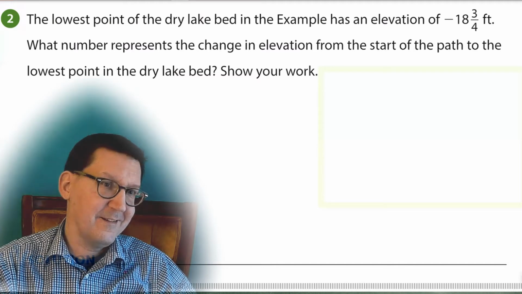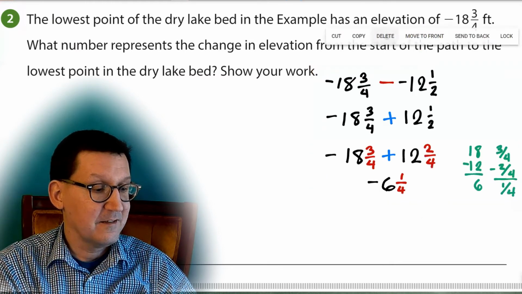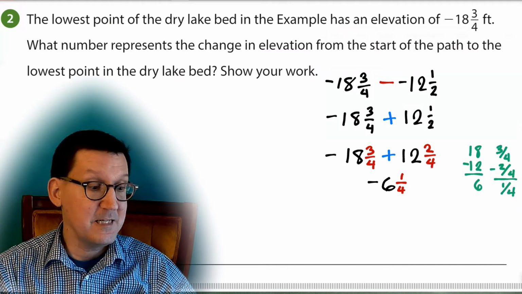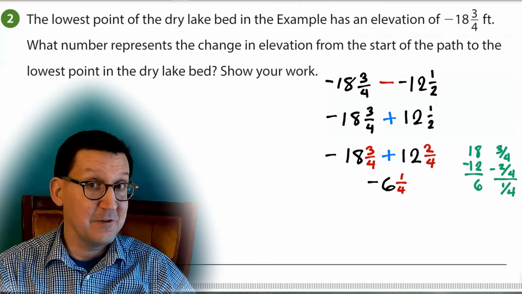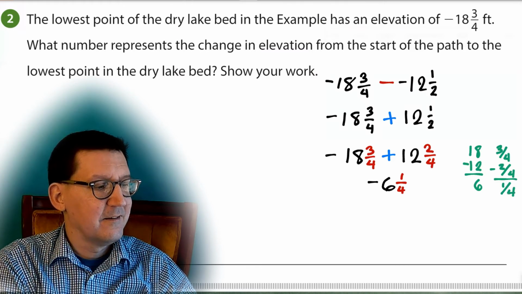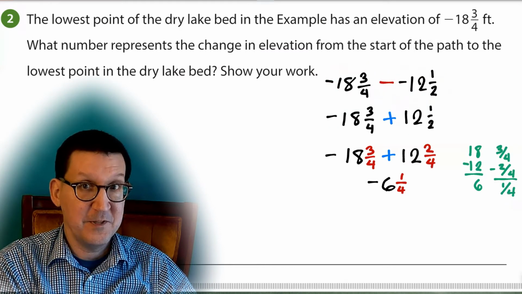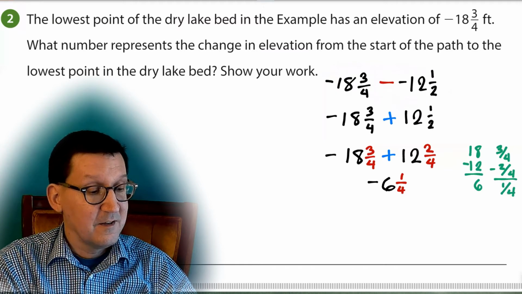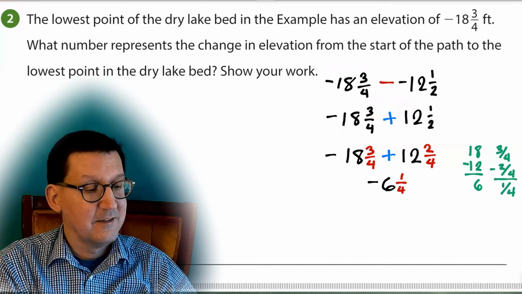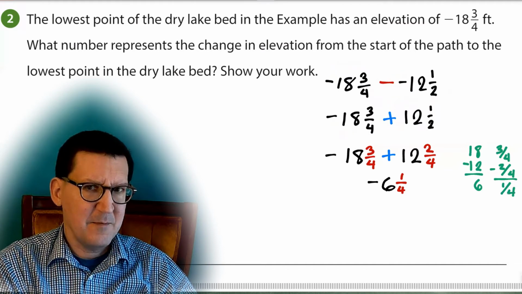All right, welcome back. How'd it work? So did you realize that to do that, you're finding a change in elevation from negative 12 and a half to negative 18 and 3/4? So you're finding the difference between those, which means you're finding a subtraction of a negative, which means we can make that into an addition problem. Go to negative 18 and 3/4 plus positive 12 and a half, because subtracting a negative is the same as adding a positive. We've got to find some common denominators again.